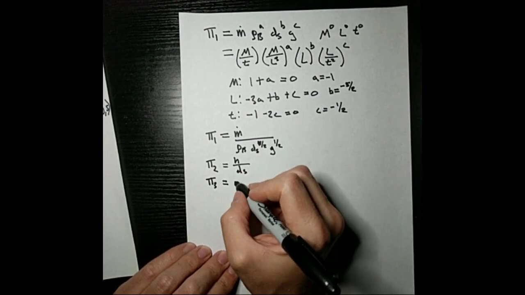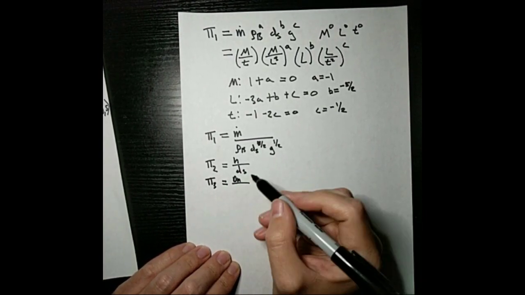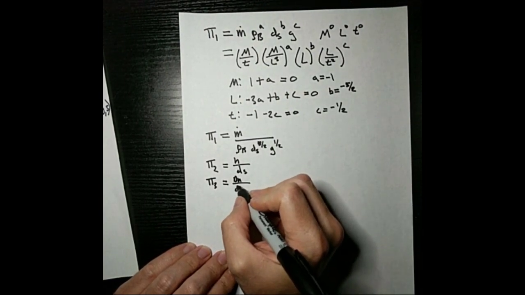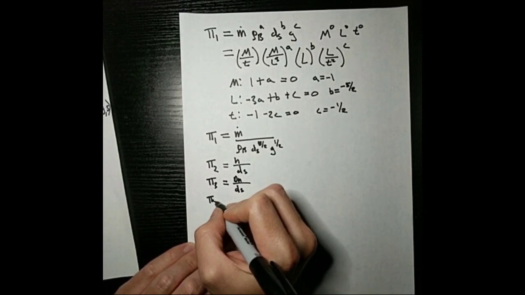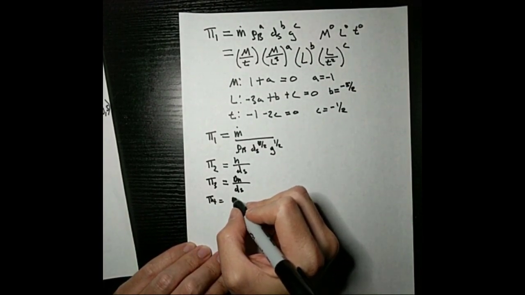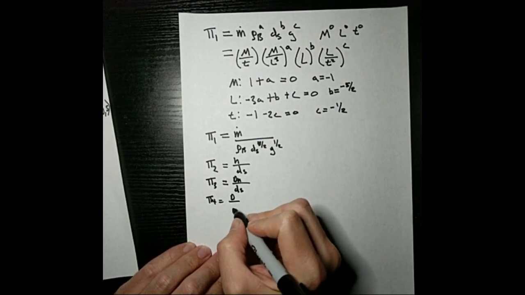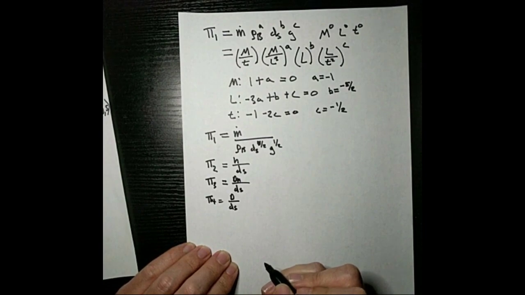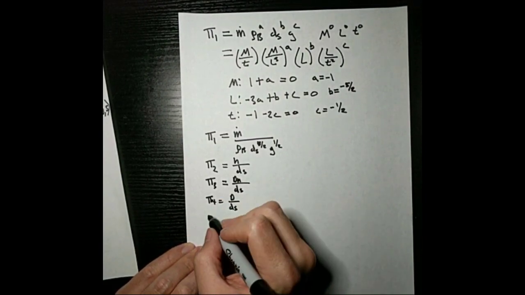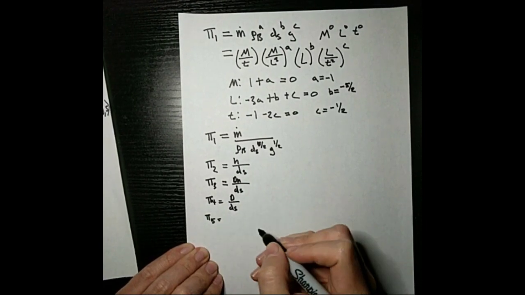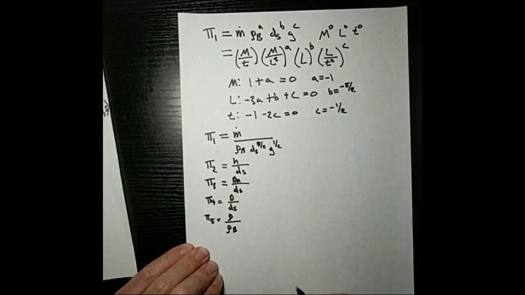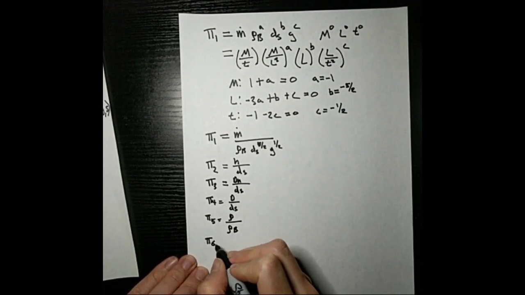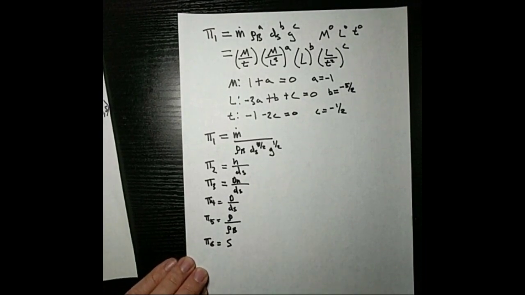Pi 3 will be the dimensionless hydraulic diameter, and that will be dh over ds. Pi 4 will be our dimensionless column or tube diameter, and that will be d over ds. Pi 5 will be our dimensionless true density, so the density of the actual particles, and that will be rho over rho b. And pi 6 will just be a dimensionless shape factor, because it was already dimensionless.